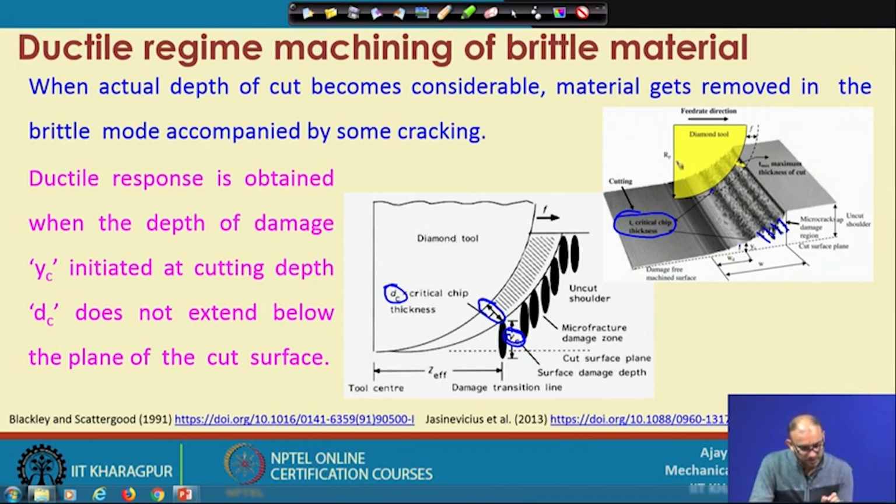So, our objective is to do cutting at this particular DC or lower than DC, and we know that this DC will change depending on which type of material you cut. So, let us see how this DC will be calculated for different regions.